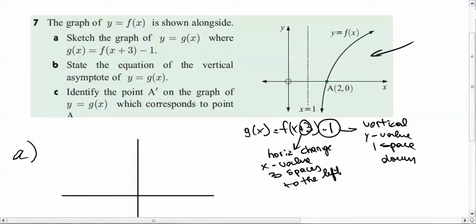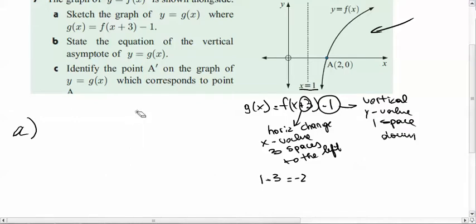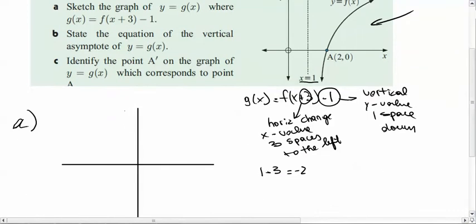Alright, so let's look at this graph. We have an asymptote, so we need to move this asymptote 3 spaces to the left. So it's 1 minus 3, which is equal to -2. So our new asymptote is at -2. There, so this is x equals -2.